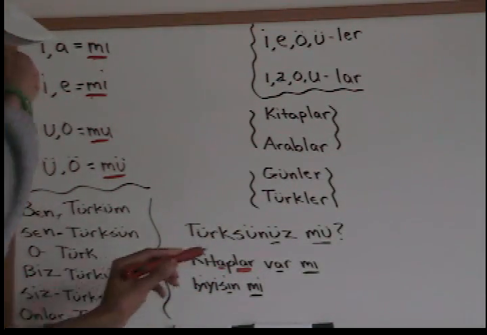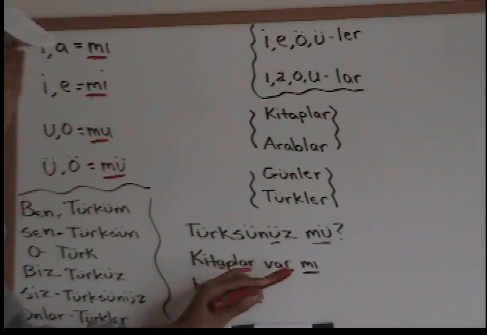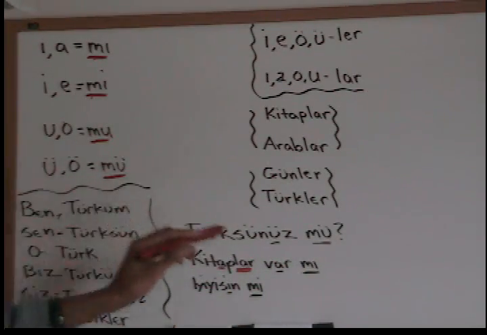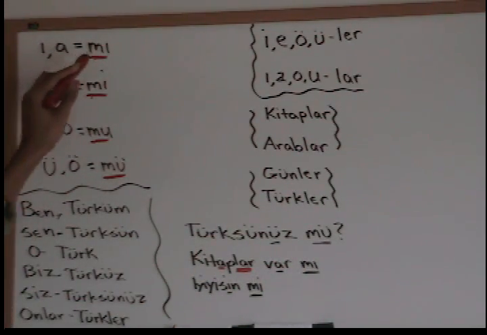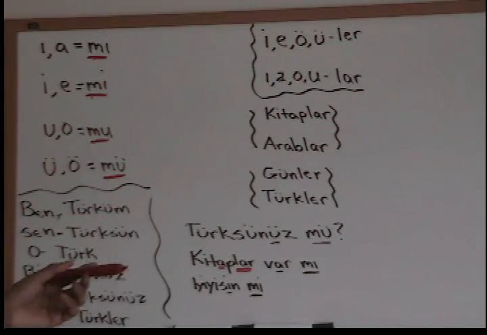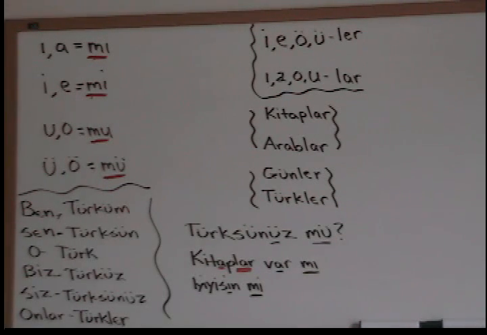So kitaplar var mı. You have an A here, so we know to use mı for the question. It probably could be confusing for a little bit, but just practice a little bit and you'll get used to it. You have to learn these because these changes happen all the time. They will happen a lot in Turkish.